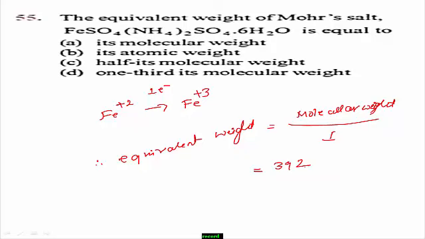Therefore, which one is the right answer now? Remember, FeSO4 is oxidized to Fe2(SO4)3. Change in the oxidation number of Fe is only 1. Hence, equivalent weight of Mohr's salt is M by 1, which is equal to M. So, option A, its molecular weight, is the right answer. The equivalent weight of Mohr's salt is equal to its molecular weight.